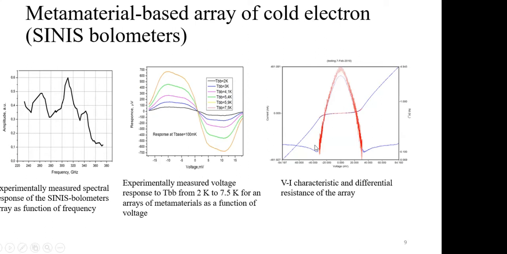And also it's a volt-ampere characteristic, which you can see gives a dynamic resistance. And also we can see the IV curve here. It was measured for this sample.